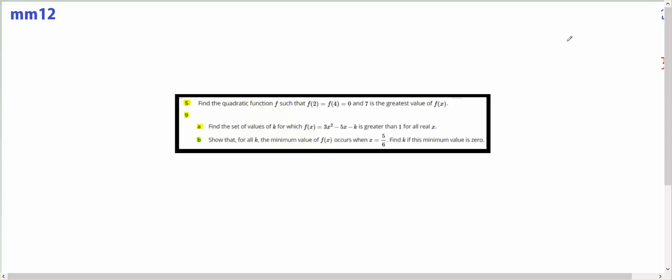This is for Year 11 Methods. They're both questions about quadratics. In question 5, find the quadratic function such that f(2) is the same as f(4), which equals 0, and 7 is the greatest value.